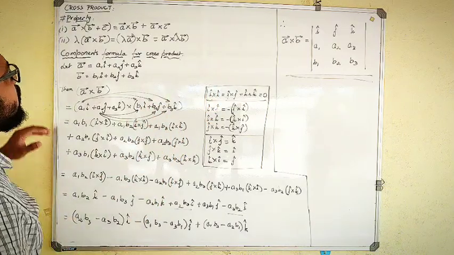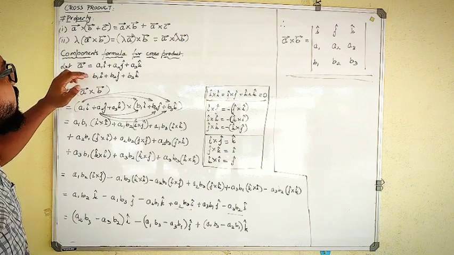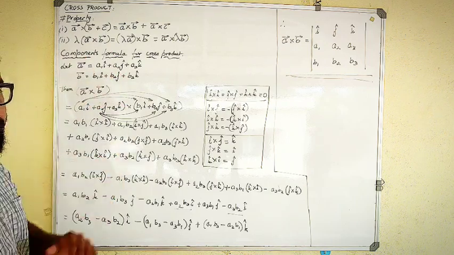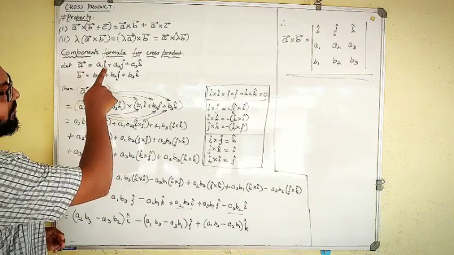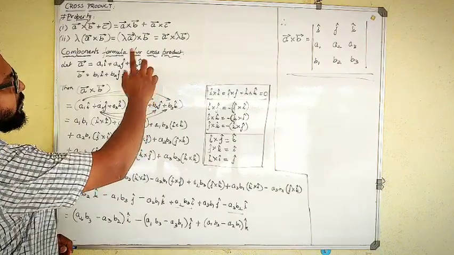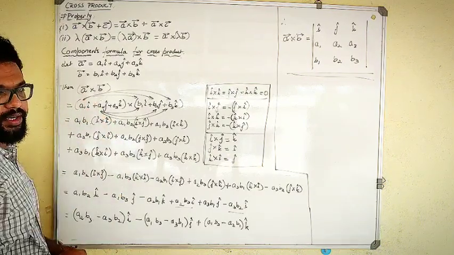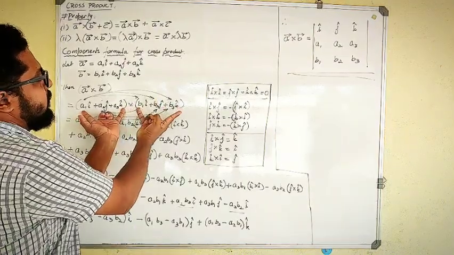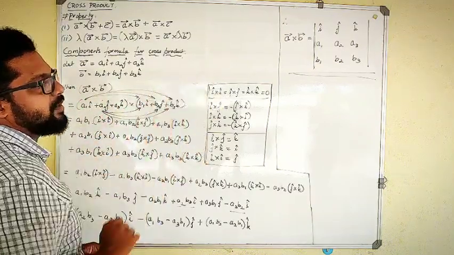Let us assume two vectors. Let the A vector in component form be A1 i cap plus A2 j cap plus A3 k cap. Then the B vector in component form be B1 i cap plus B2 j cap plus B3 k cap. These two are the component forms of the vector quantities. Now to find A cross B, I will write the A vector cross the B vector. Then we'll frame the formula from this.